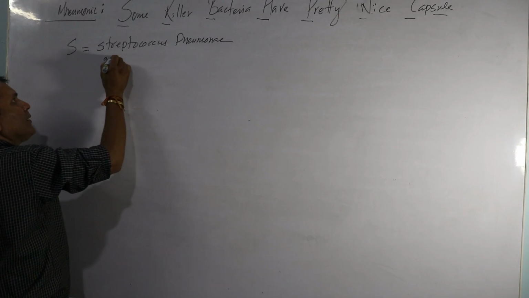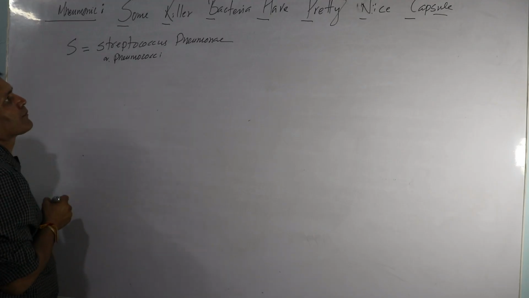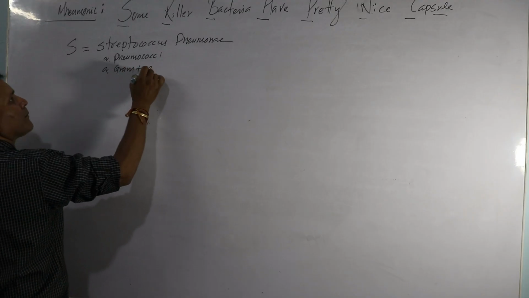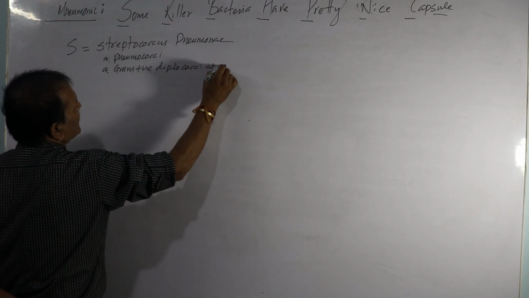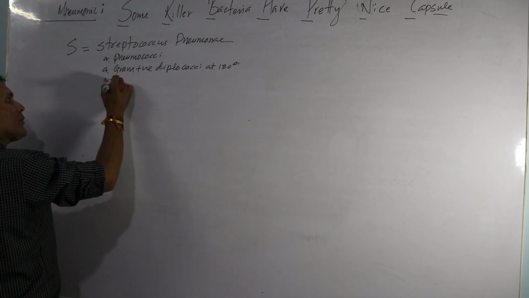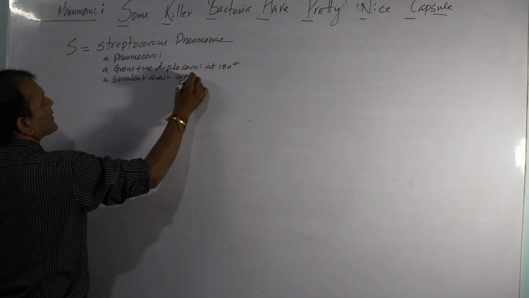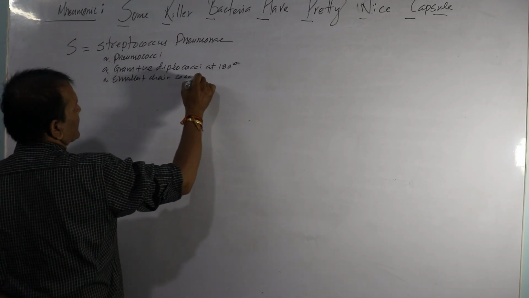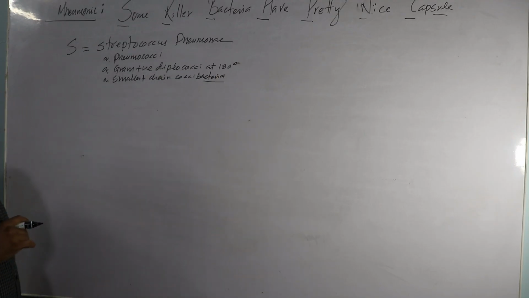So we can call it the pneumococci also, or gram-positive diplococci at 180 degree, or we also call smallest chain cocci bacteria. So they are the common names of the Streptococcus pneumoniae, and it is the most common cause of pneumonia in children.